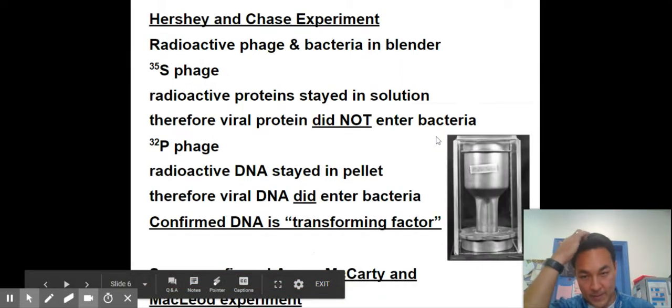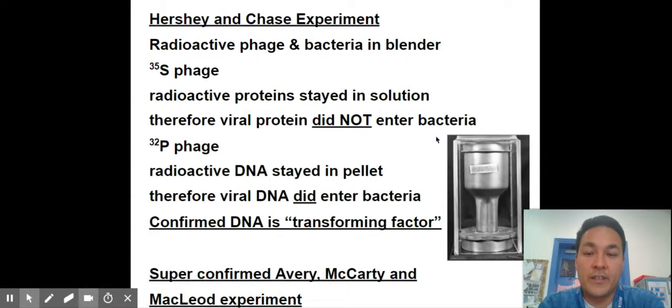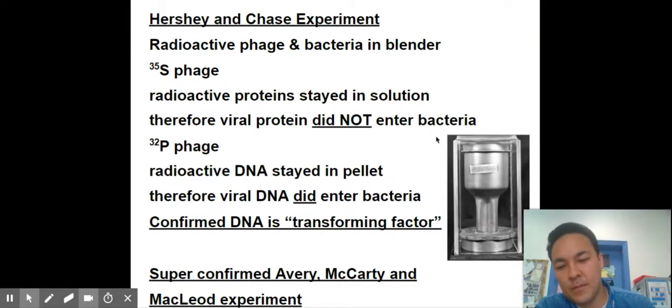But like all good experiments, we find other ways to confirm it. And so there was the Hershey and Chase experiment with this blender. It's pretty cool. Some of you drew pictures of it in class. So what happens?